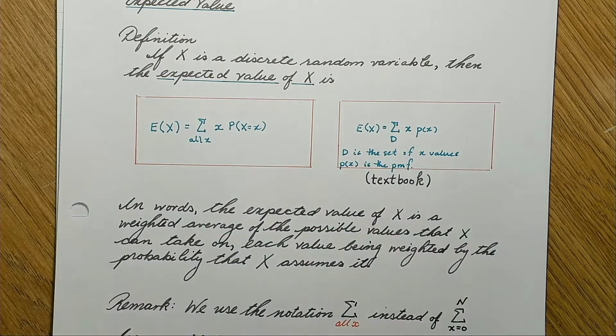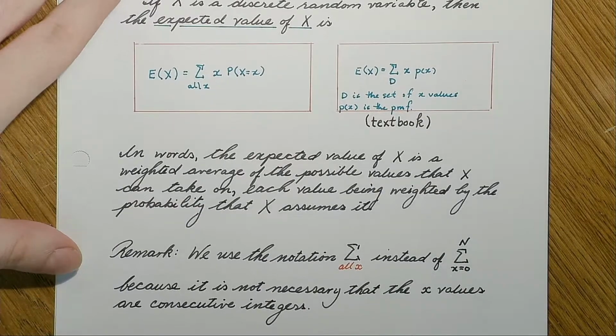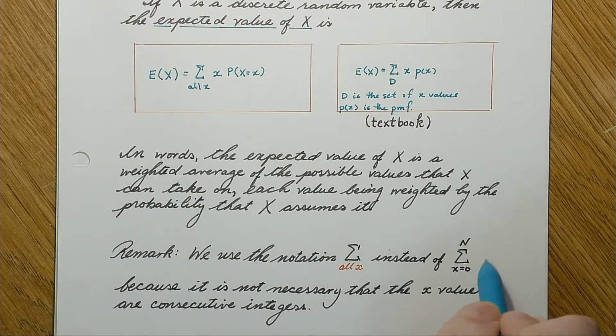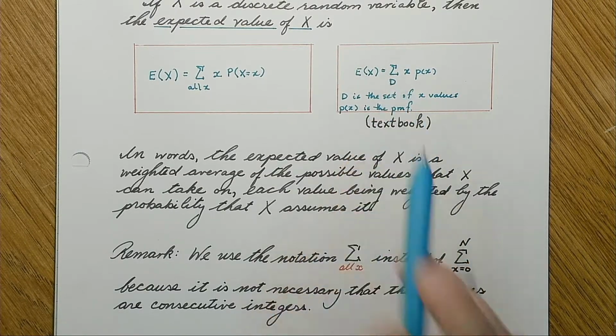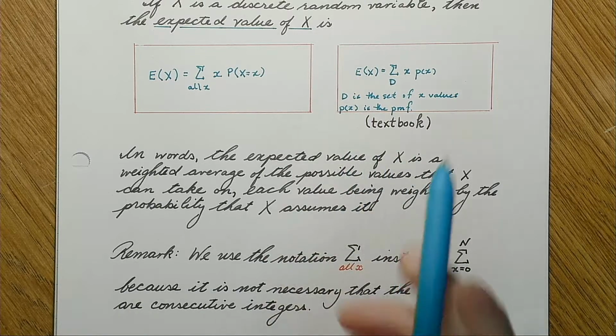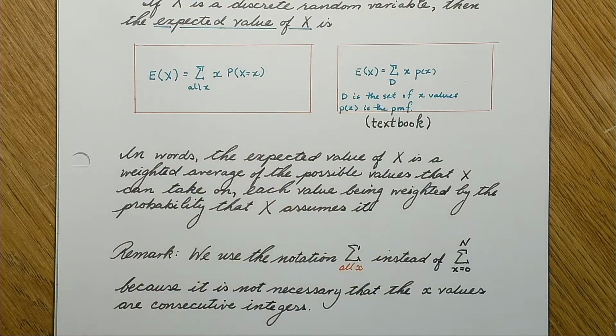Just as a small remark, instead of using sigma notation where we have a counter variable like x equals 0 to n, we're usually going to write it with the sigma over all x. And the reason is because it's not necessary that the x values are consecutive integers. In the textbook they use this d, likely for domain. For me, in our course, I'll write out all x, okay? And hopefully that is clear enough.